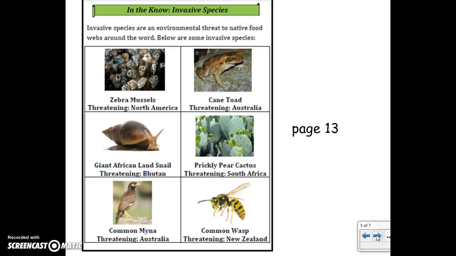In the know, invasive species. Invasive species are an environmental threat to native food webs around the world. Below are some invasive species. Zebra mussels, threatening North America. Cane toad, threatening Australia. Giant African land snail, threatening Bhutan. Prickly pear cactus, threatening South Africa. Common myna, threatening Australia. And common wasp, threatening New Zealand.